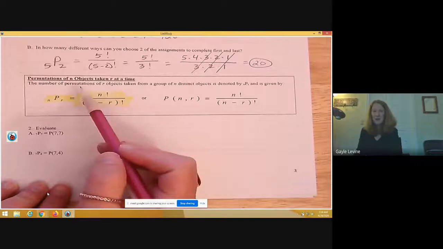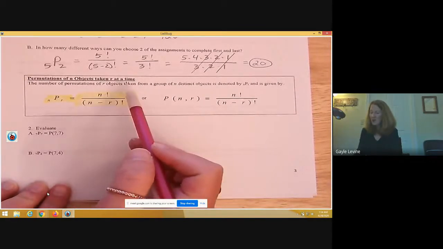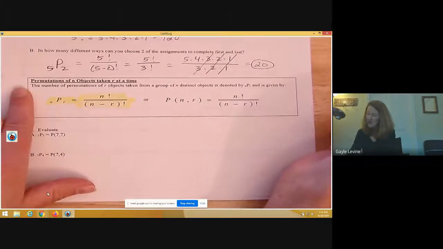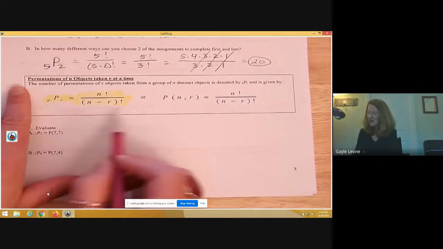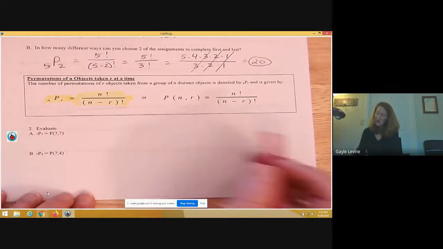Okay, so that's our formula for permutations of n objects taken r at a time. Let me say that again: permutations of n objects taken r at a time. The number of permutations of r objects taken from a group of n distinct objects is denoted by nPr, and then you have these formulas. This is the one that I typically see and use. I don't typically see the comma version.